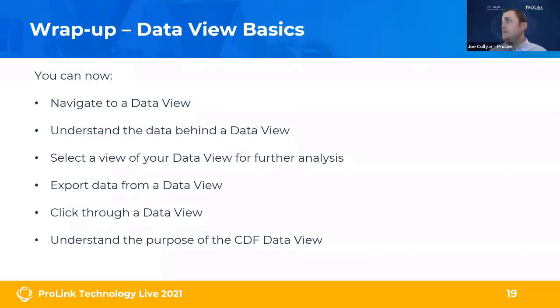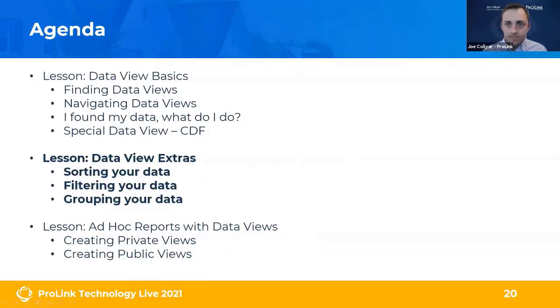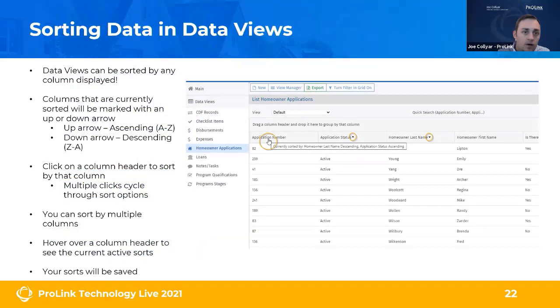All right, and now let's move on to our next lesson, and that is data view extras. Data views, it's pretty cool. They can actually be sorted by any column that's displayed on screen. So a couple things to know about sorting. You can know which columns have an active sort on them because they'll have a little arrow character. And then the direction of the arrow indicates the direction of the sort.